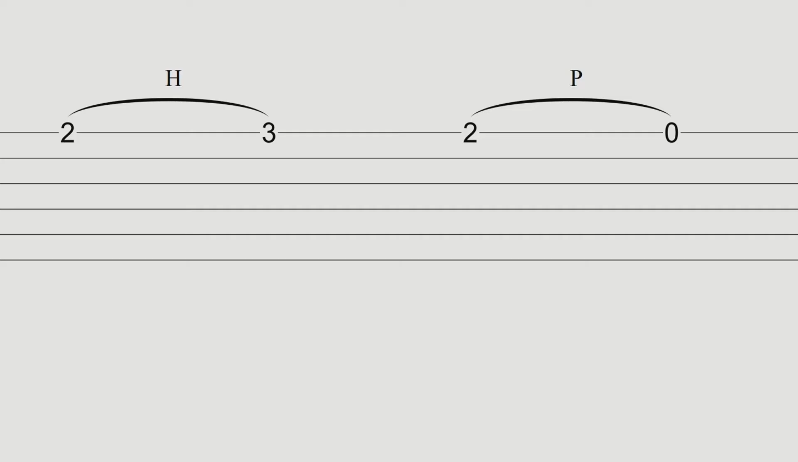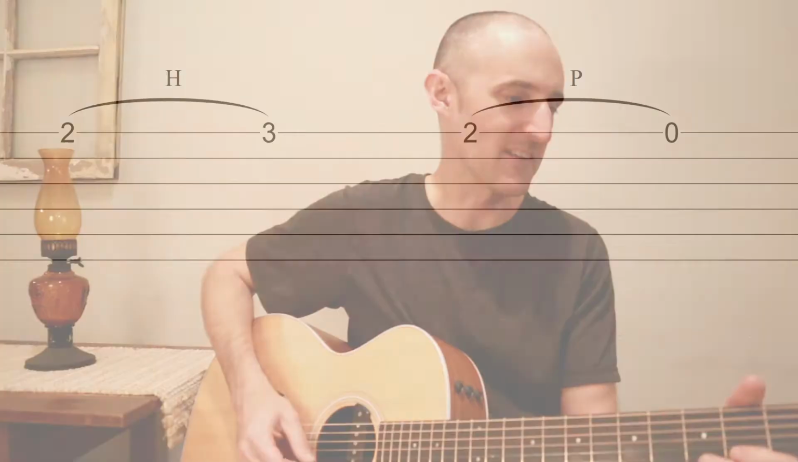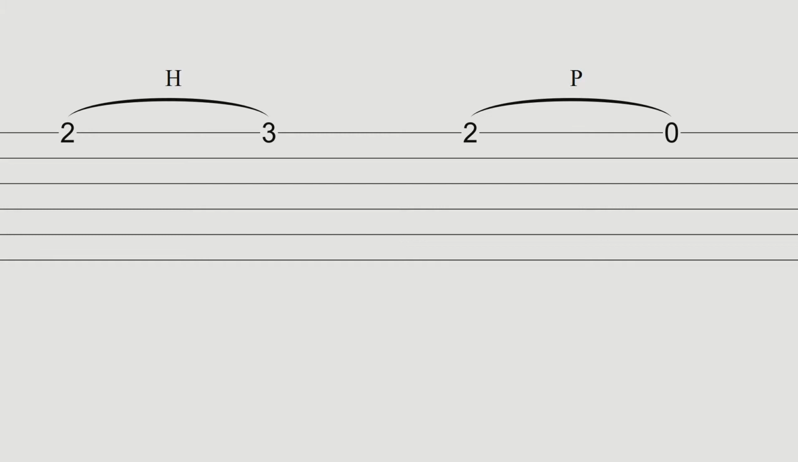There are a few expressive things we do on the guitar that show up in guitar tab. The first example here is hammer-ons and pull-offs. You'll notice there's an H and a P. The H is short for hammer-on and the P is short for pull-off. So this would be played like this. We've got the 2nd fret hammering onto the 3rd fret like that, and then the 2nd fret pulling off to the open string.